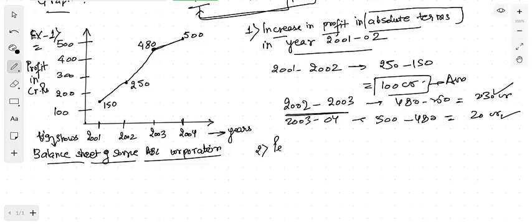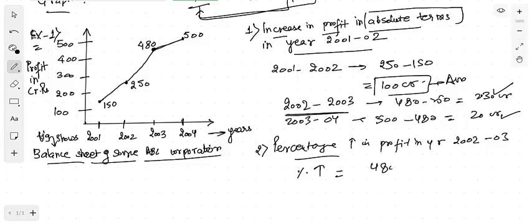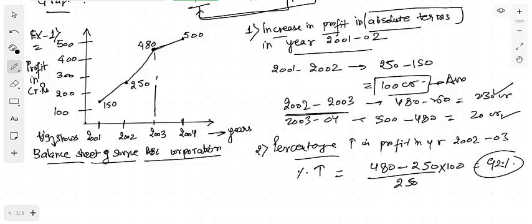Second question, percentage increase in profit in the year 2002 to 03. You have to find the percentage increase. So how to find the percentage increase? The percentage increase would be equal to 480, which is in the year 2003, minus 250, which is 2002, divided by 250 into 100, and this will give you around 92%, I guess. So this will give you the percentage change, and using the same technique, you can find the percentage change for all the other years.